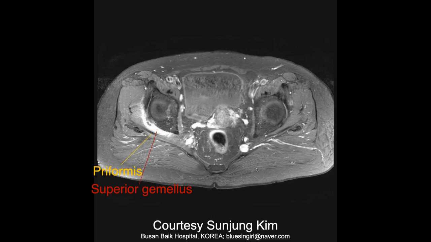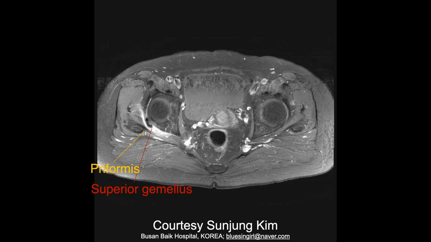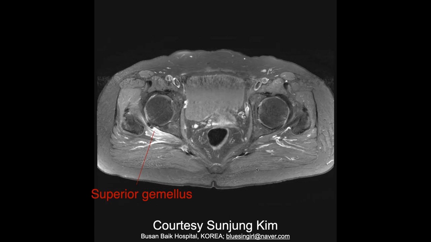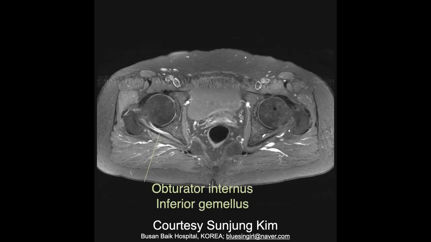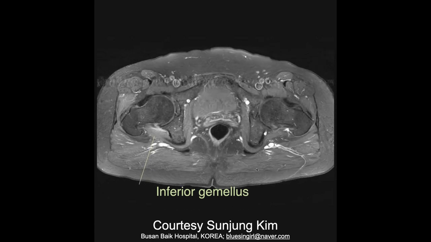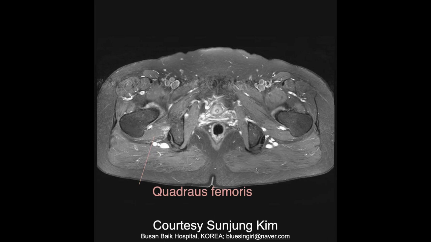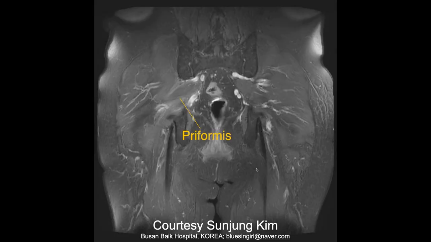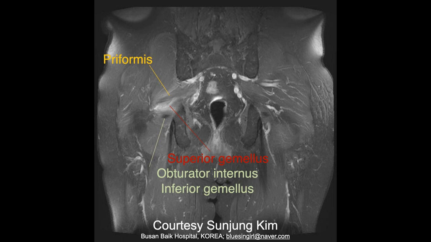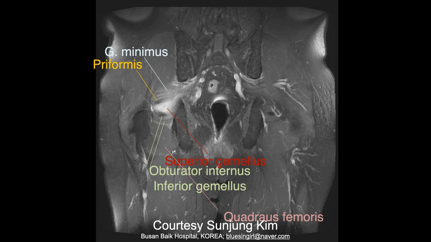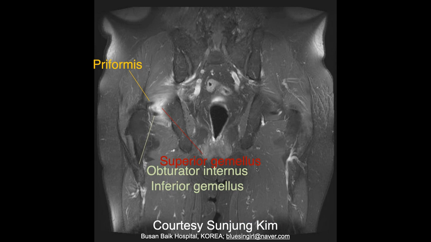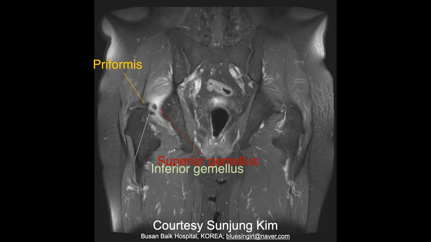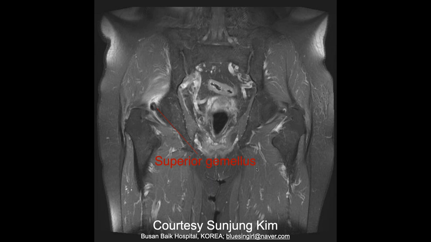Okay, so it's kind of affecting all of those regions. Superior gemellus. Okay, so a lot of edema within all those muscles. I think these look pretty normal to me, the quadratus femoris. Piriformis looks pretty symmetric, yeah. Yeah, quite a bit of edema, and you see that focal low signal focus on the MRI, so looks like calcific tendinitis.